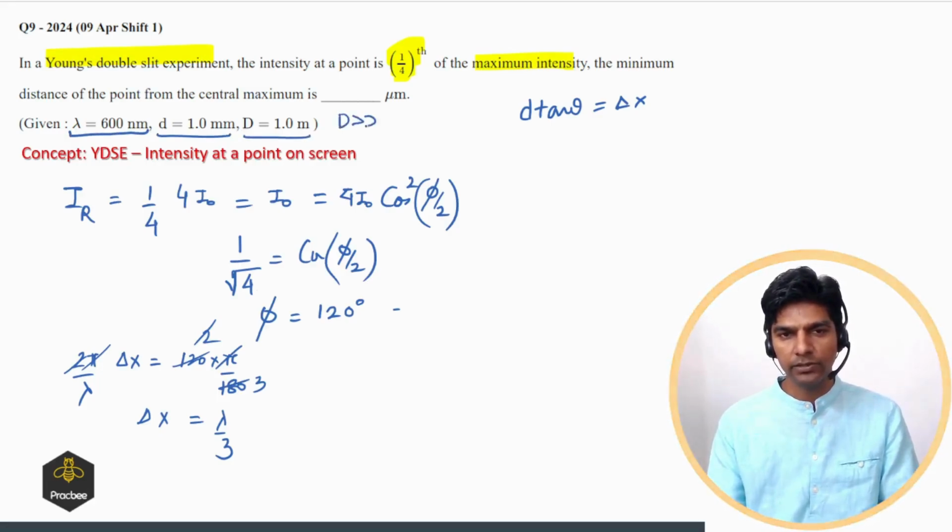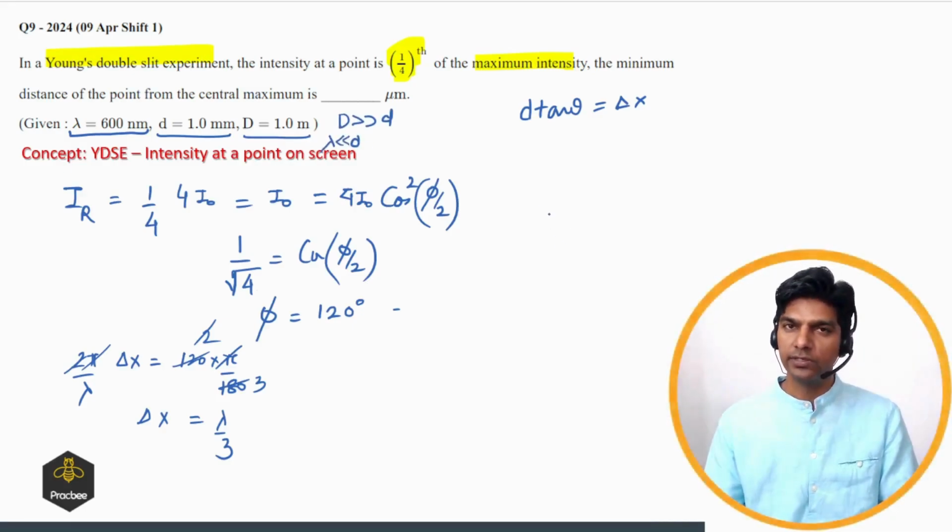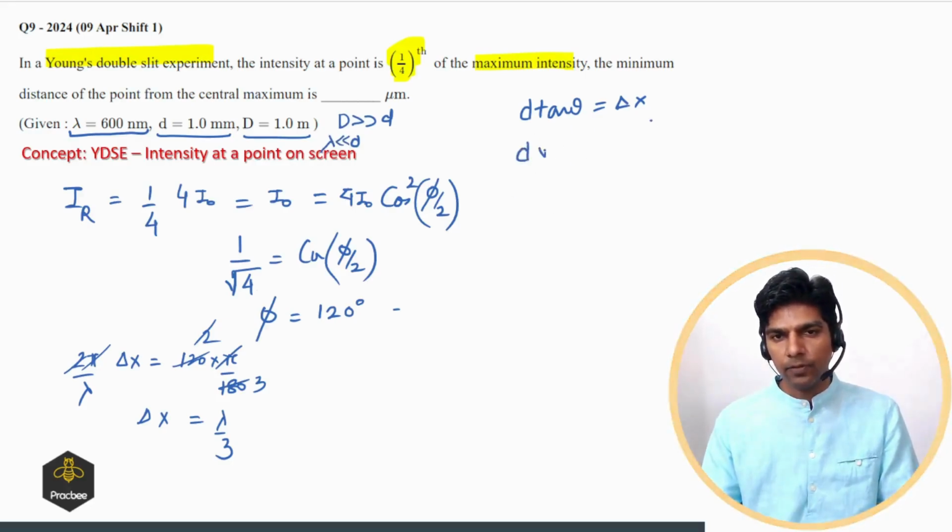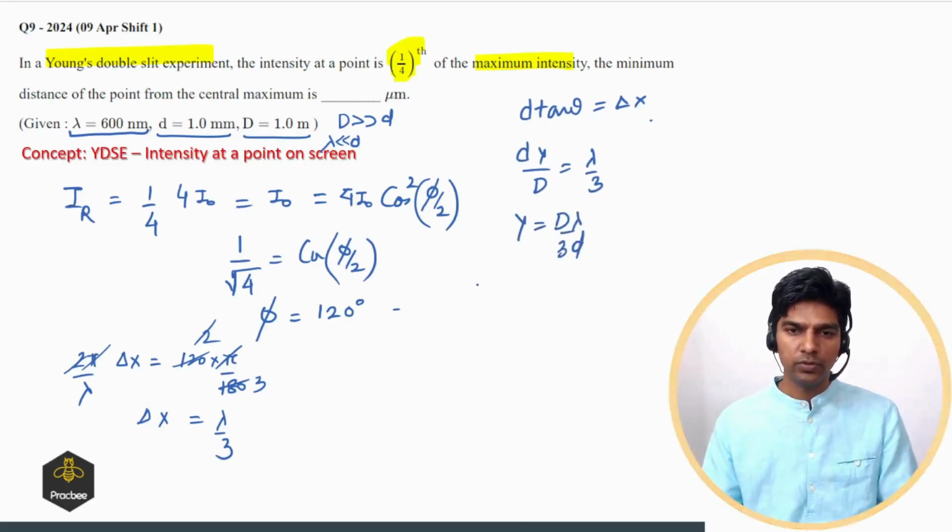So capital D is very large in comparison to small d, and lambda is very small in comparison to d. So both the assumptions are valid, so we can use this formula. dy by capital D is equal to lambda by 3, and we have to find y. So y is equal to D lambda by 3d. So let us put the values.